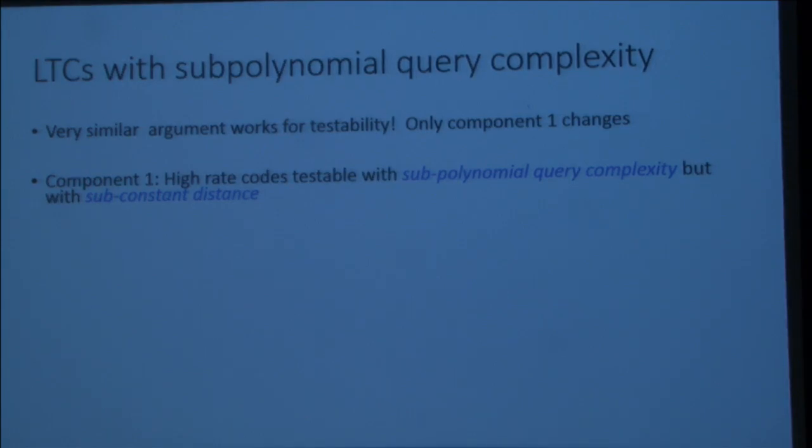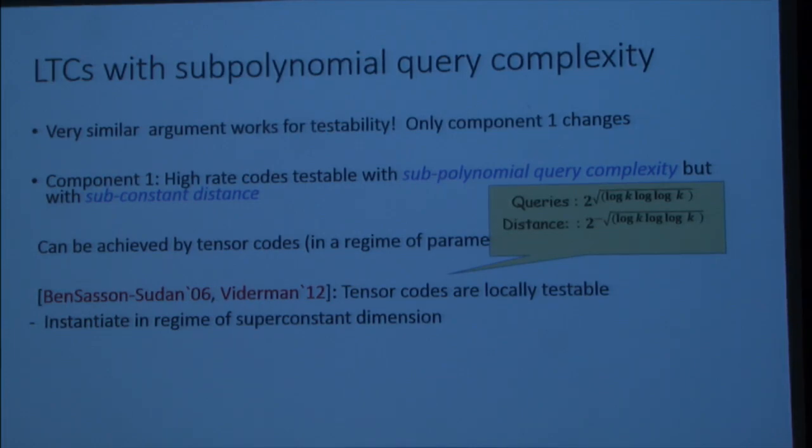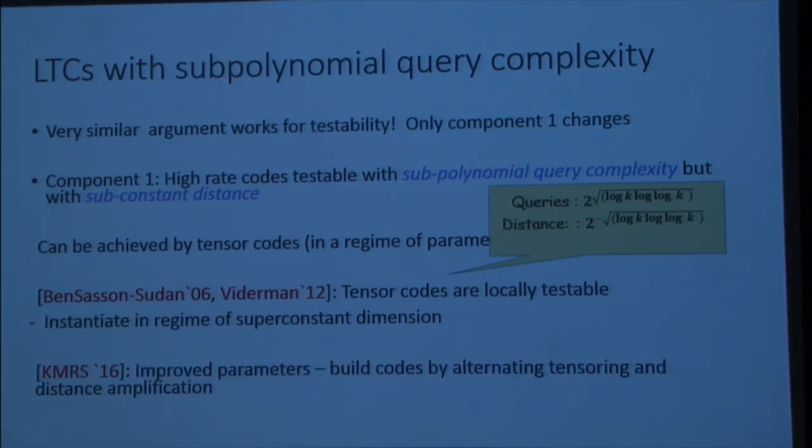So for component 1, we use tensor codes, and again in some non-standard parameter regime, it achieves low distance and then efficient query complexity. If you use the fact that tensor codes are locally testable in super-constant dimension, then you can achieve actually the same query complexity that multiplicity codes got, 2 to the root log k log log k, where k is the message length. But I claimed you can do log k to the log log k query complexity. So that's actually much better than what these tensor codes achieve.